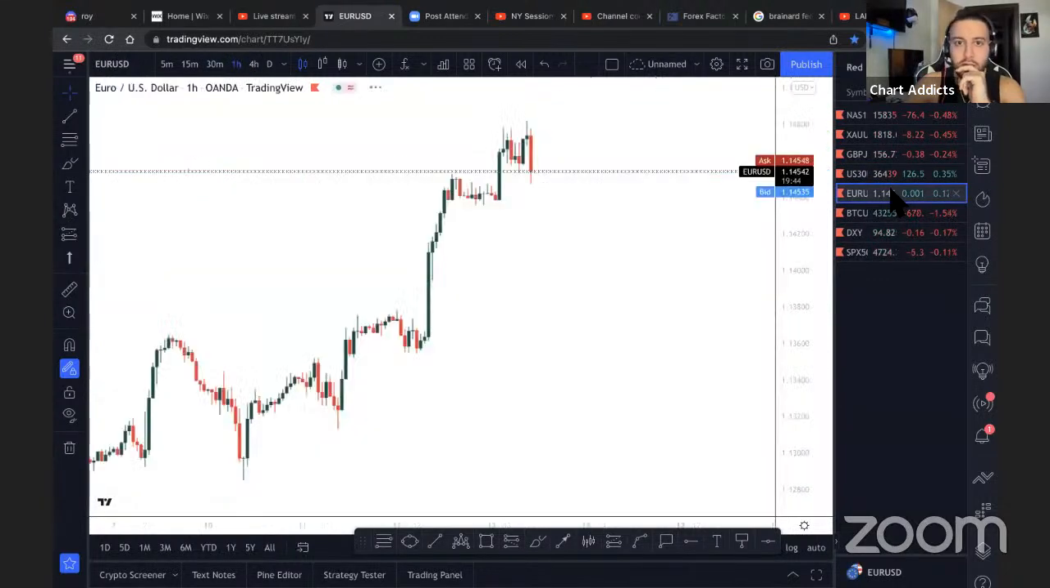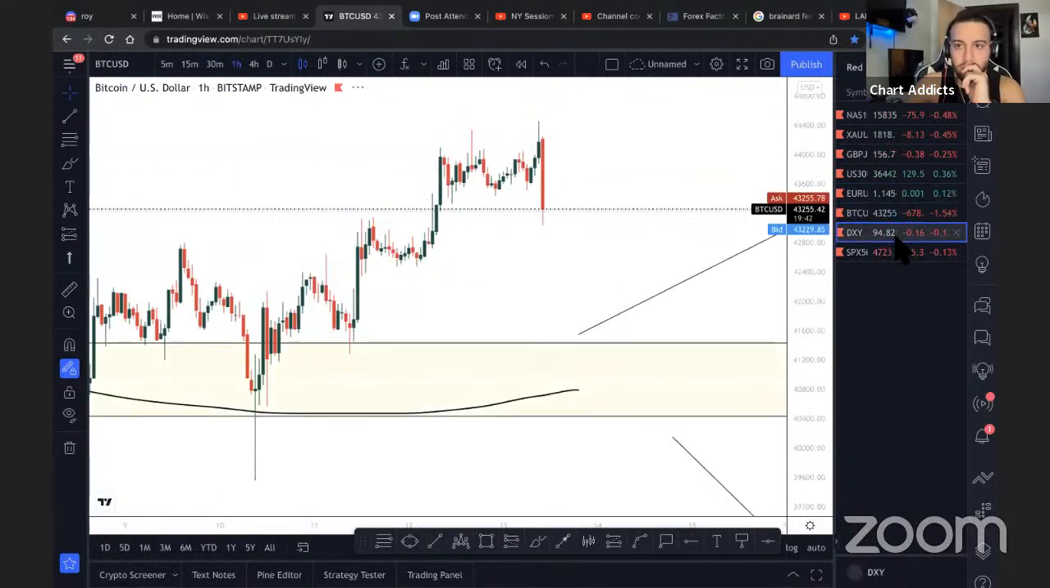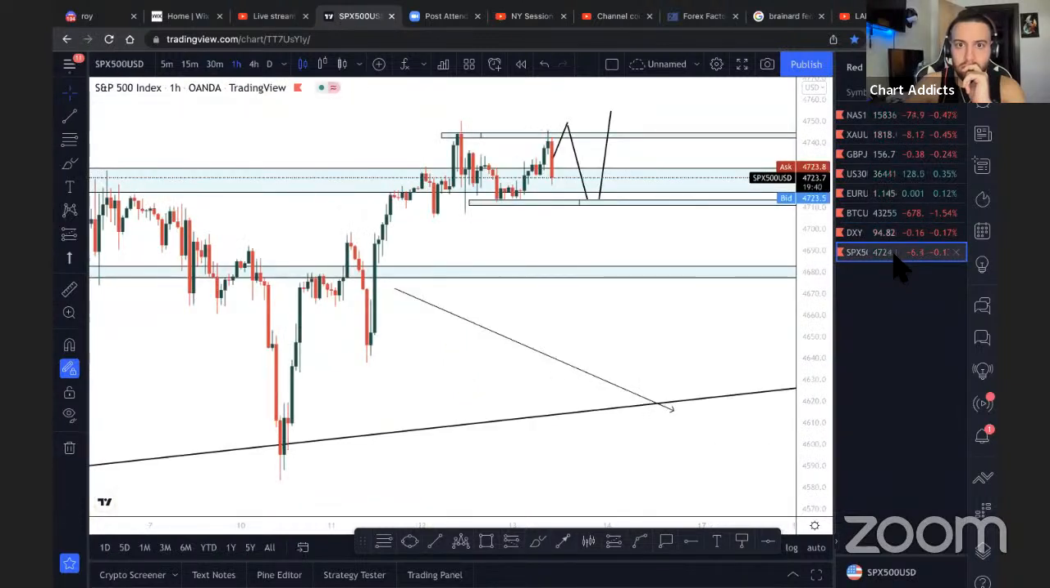U30 getting ready to crash. That SPX is playing out.